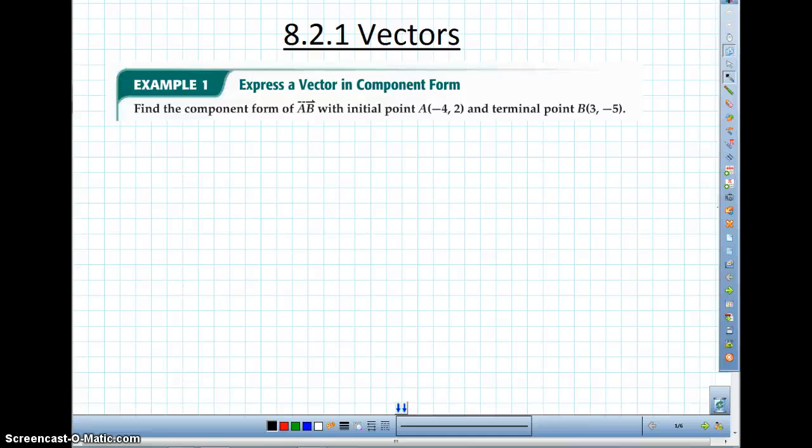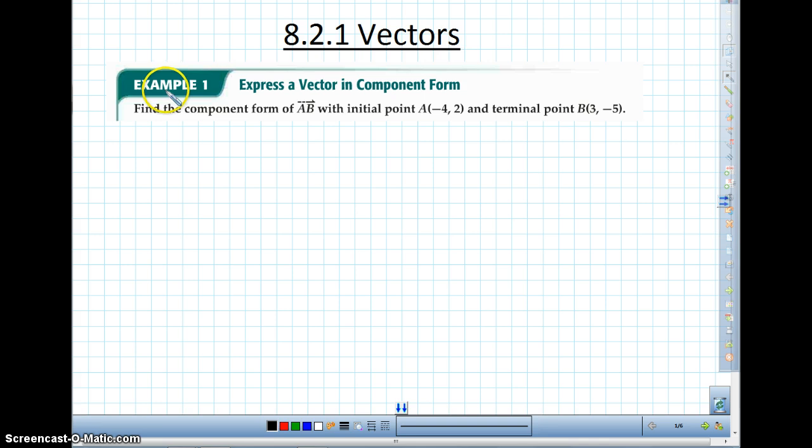Hey there everyone. Today we're doing section 2 of chapter 8. We're moving on to a new section on vectors. We had a small introduction to vectors earlier, and in this lesson we're going to learn how to compute vectors when we put them on the coordinate grid.